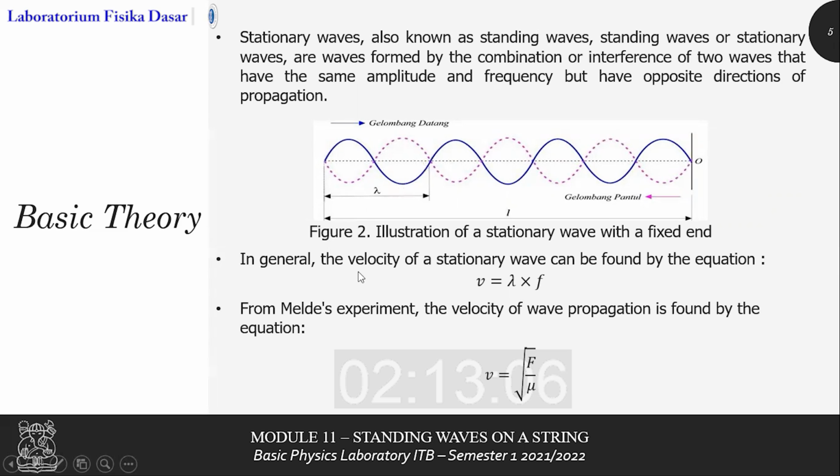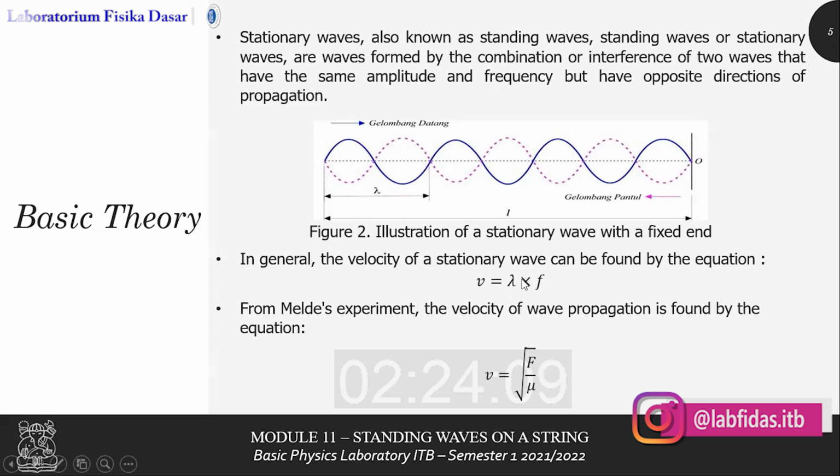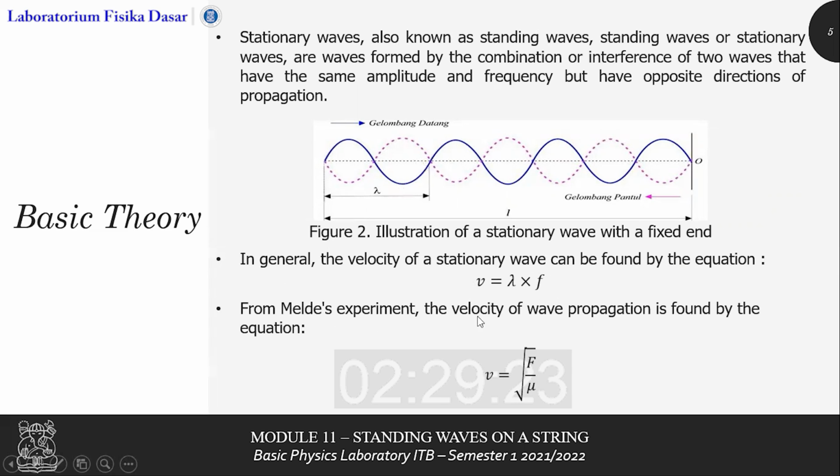In general, the velocity of stationary waves can be found by the equation v equals lambda times f. v is the velocity of the waves, lambda is the wavelength, and f is the frequency. From Melde's experiment, the velocity of wave propagation is found by the equation v equals the square root of F divided by mu. So v is the velocity, F is the load, and mu is the mass density of the string.